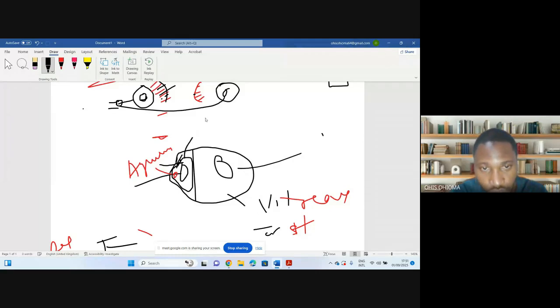So it's produced by the choroid, the middle layer of the eye. And then when it's produced by the choroid, it circulates the anterior chamber. It goes round and then it drains in this angle. This angle has what we call the canal of Schlemm. It has an angle and it now drains into the canal of Schlemm.